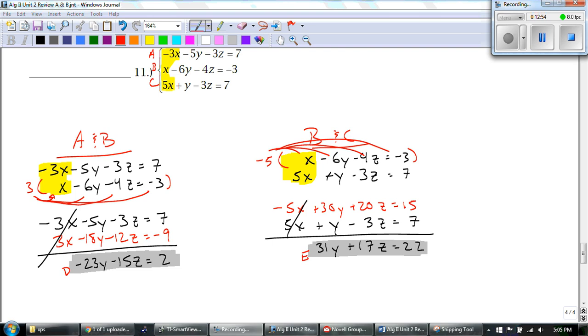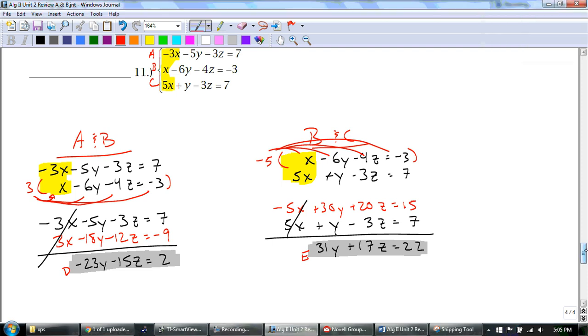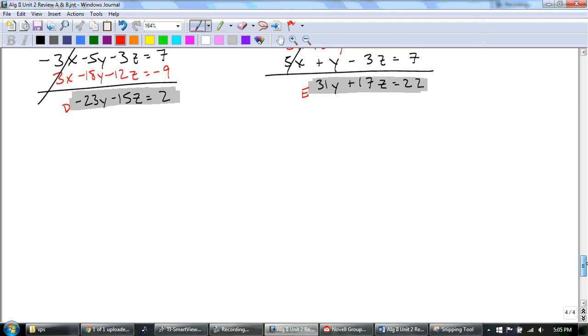Okay, after multiplying everything and then canceling it out, you should have gotten 31y plus 17z equals 22. So we have to be super careful, guys. Okay, so the next step we're going to do is we're going to go to D and E now, and we're going to cancel something out. So I've got negative 23y minus 15z equals 2, and 31y plus 17z equals 22.